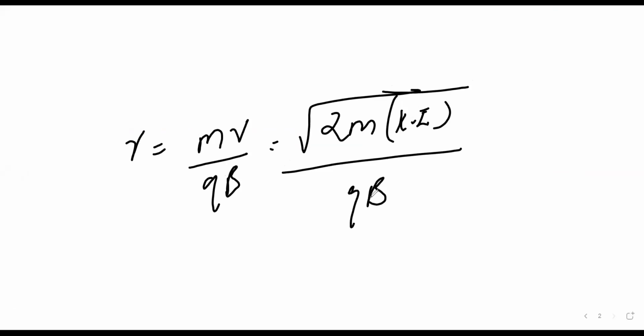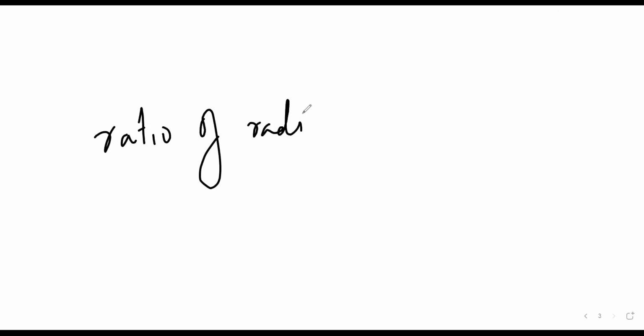Okay. So what is the question here? The ratio of the radii of the circular path between what? Proton, deuteron, and alpha particle. Correct. So that is actually being asked.